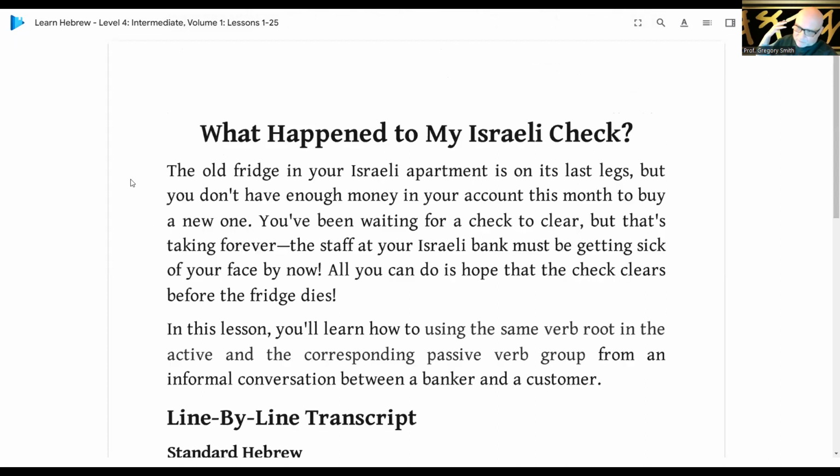Okay, so what happened to my Israeli check? All right, so now this is a completely different lesson. Okay, so that finishes the previous lesson. So now this starts a brand new lesson. What happened to my Israeli check?